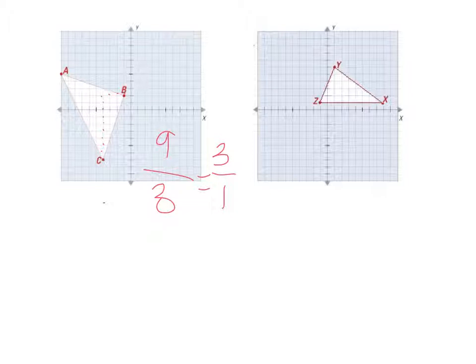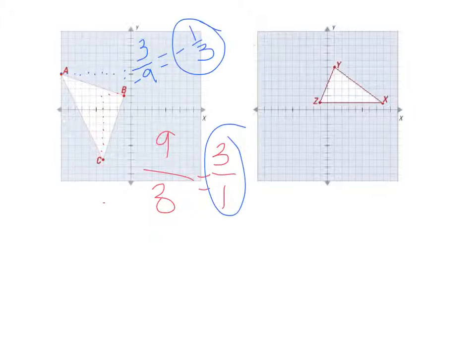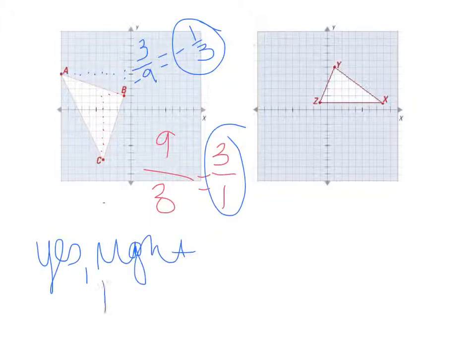And then for BA, our slope is rise 3 and run 1, 2, 3, 4, 5, 6, 7, 8, 9. And since I was going to the left, it's negative, so that slope is negative 1/3. And these two slopes are opposite reciprocals, so yes, it is a right triangle.